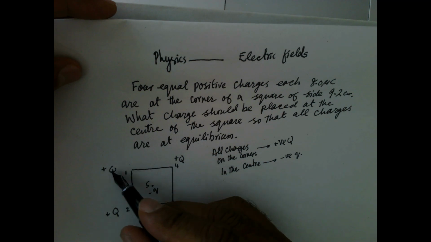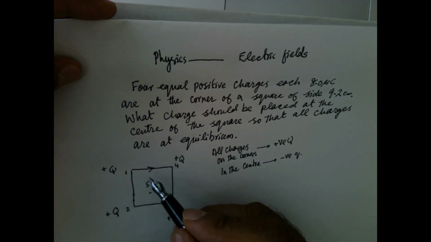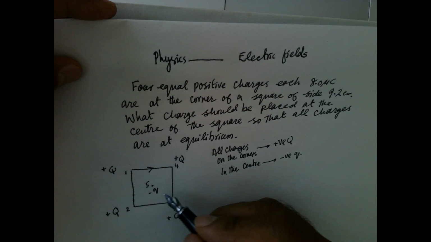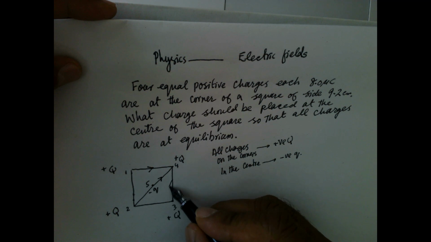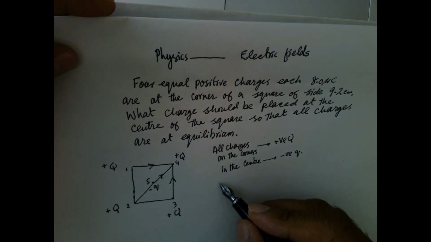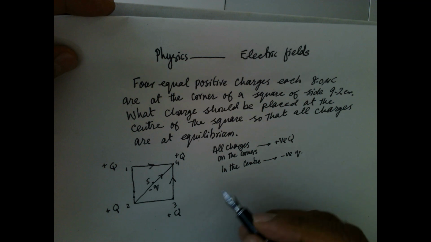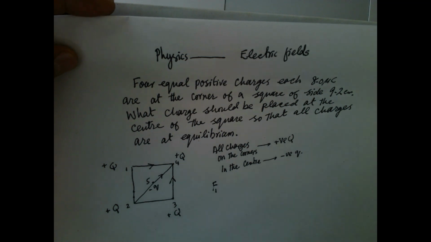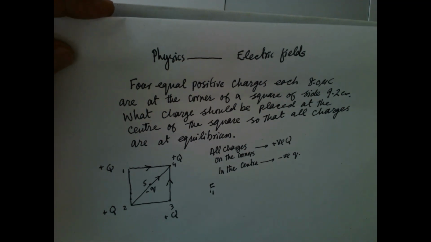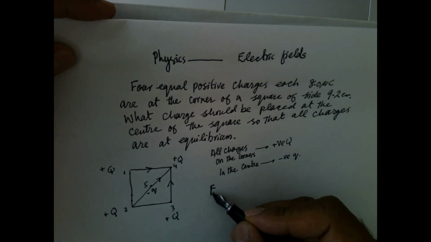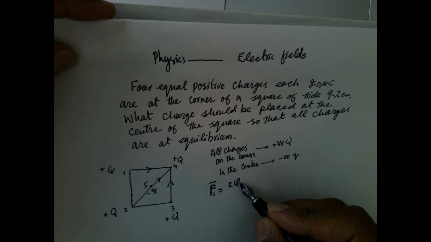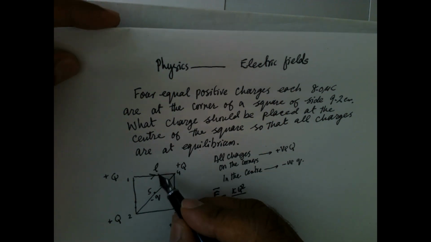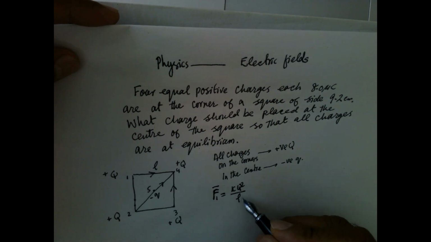Because this is positive, the force will be away from this one, and away from this one and this one. So forces F1, F2, F3. Force F1 will be kQ squared over L squared, toward the positive x-axis.